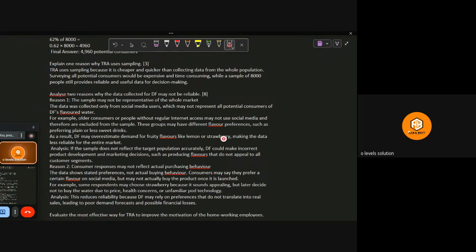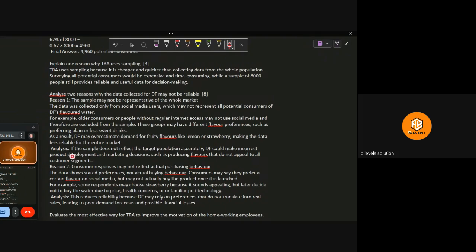So, as a result, DF may overestimate demand for fruity flavors like lemon or strawberry. We have seen that the combination of these two was 62%, making the data less reliable for the entire market. Now we need to write the analysis as well, that is, how less reliable data will lead to problems for the business. If the sample does not reflect the target population accurately, DF could make incorrect product development decisions. Of course, it means that they are going to develop the new drink, new water.